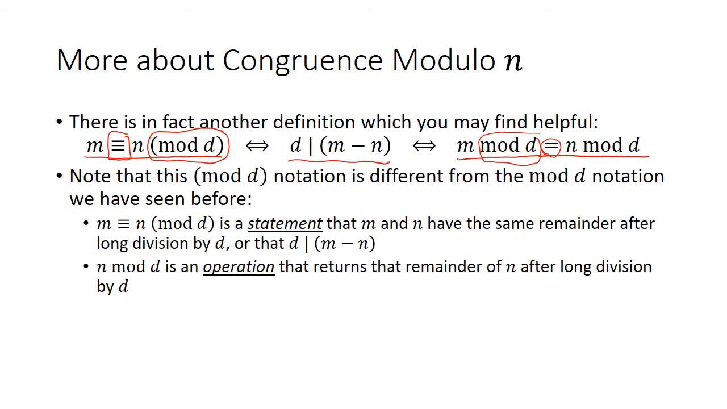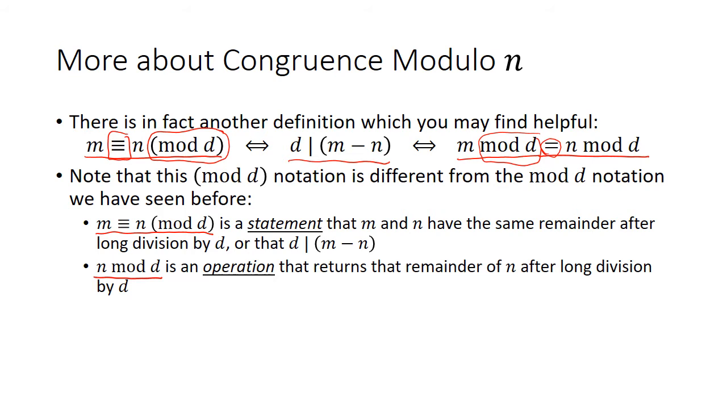So let me tell you what the difference is between these two notations. M is congruent to N mod D. That notation there is a statement. So that is stating that either D divides M minus N, or that M and N have the same remainder after long division by D. Whereas this N mod D is an operation, just like the plus or the minus or the division or the multiplication operation. It's an operation that returns the remainder of N after long division by D. So we're using mod D for both of them, but they actually mean slightly different things.